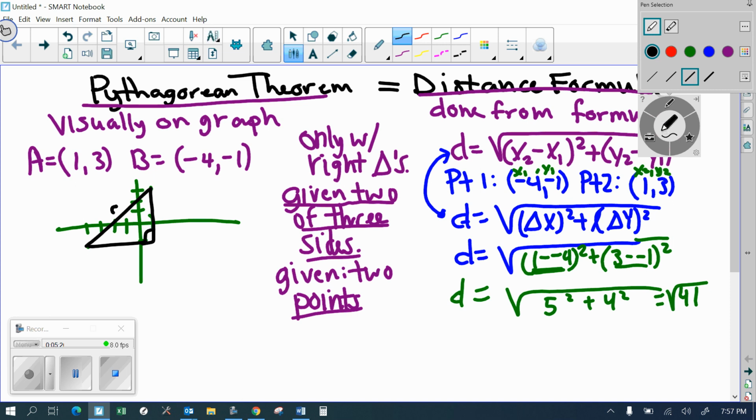I'm trying to find my C. Remember, this is a squared plus b squared equals c squared. Okay, don't forget, points are capital letters, sides are lowercase.